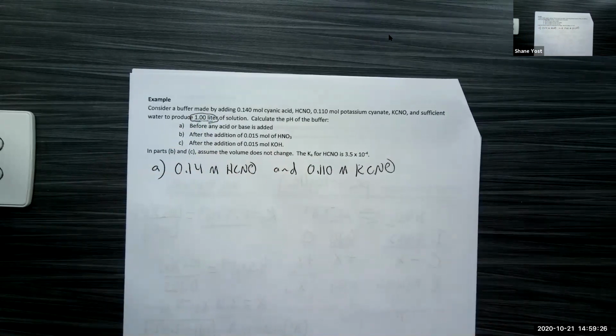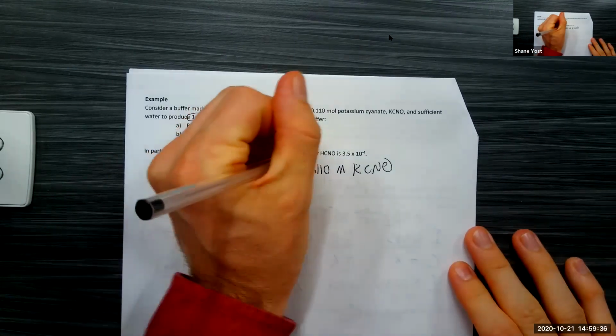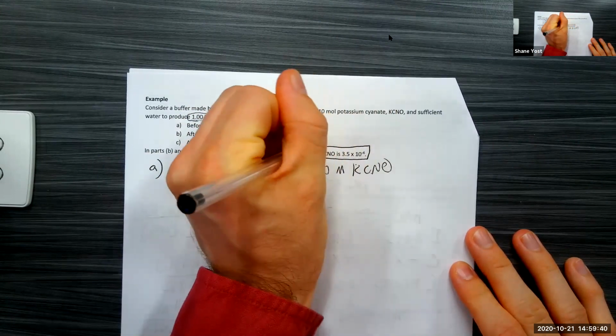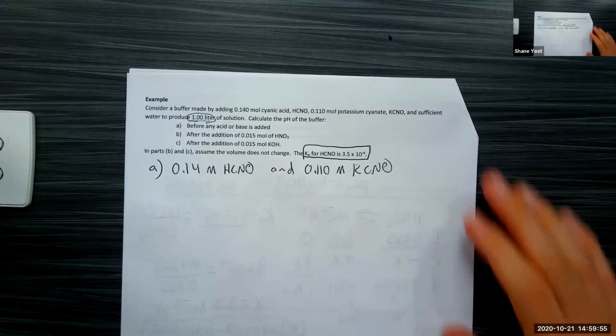And so the question is, what is the pH of this solution? If I see this problem, I say to myself, okay, I've got HCNO, which is a weak acid. We're given the Ka of HCNO is 3.5 times 10 to the minus 4. So the Ka is 3.5 times 10 to the minus 4 for this weak acid, and then I've added to the solution its conjugate base through the addition of a salt.